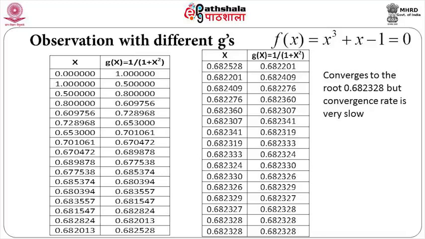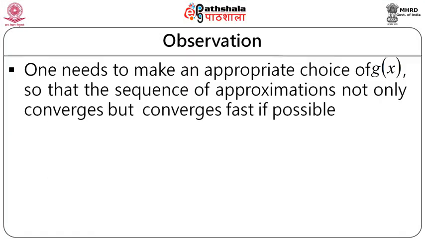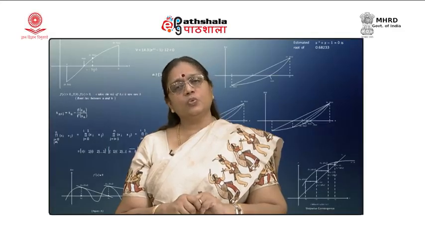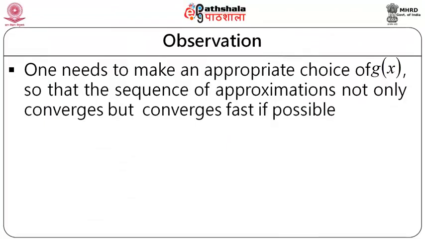Of course, the convergence is quite slow, but the method has converged with this choice of g(x) as 1 upon 1 plus x square, and the sequence of approximations converges to the root of the equation x cube plus x minus 1, namely giving the root as 0.682328. And this stresses that one needs to choose an appropriate function g(x), so that the sequence of approximations not only converges, but converges fast if possible.